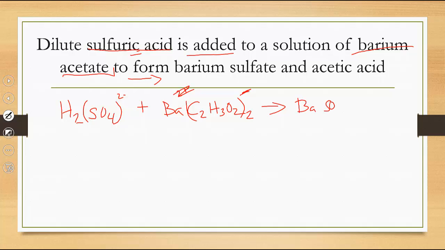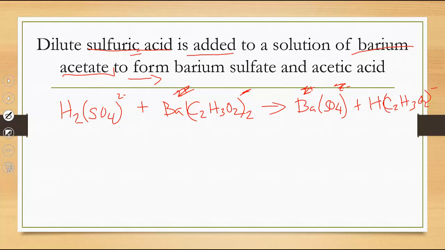Ba is a +2. Once again, look on the periodic table for that. SO4 is a -2. It's a polyatomic ion. They cancel each other out. They're the same. And acetic acid. So acetic came from acetate, so C2H3O2. That has a -1 charge, which means I need 1 hydrogen to balance it out.